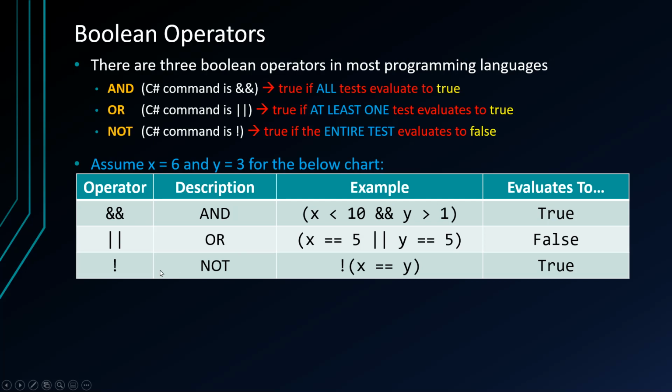And finally, NOT. Is x equal to y? Well, is x equal to y? Is 6 equal to 3? No. But we want the opposite of that because we're taking the NOT. So we get a false in here. The NOT of false is true. So we get a true. NOT basically just flips your polarity. It flips it from true to false or false to true. That's all it does. It's like multiplying something by -1.